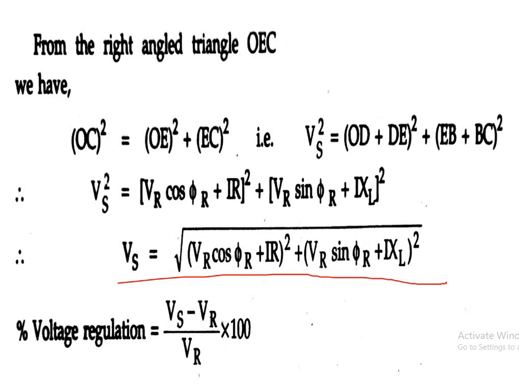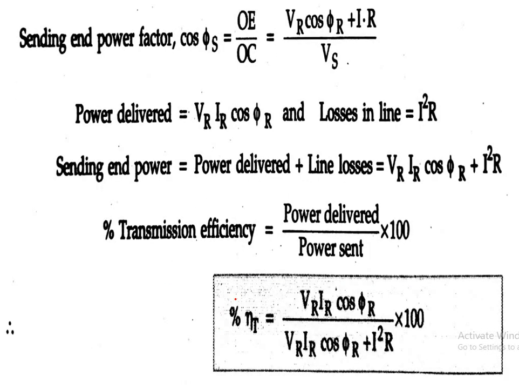Once you know the sending end voltage, and the rule we know that the receiving end voltage is always less than sending end voltage, you can find Vs minus VR divided by VR into 100. So to get this voltage regulation, I want to get the value of Vs minus VR because I don't know what VR is. So I define power factor at sending end voltage.